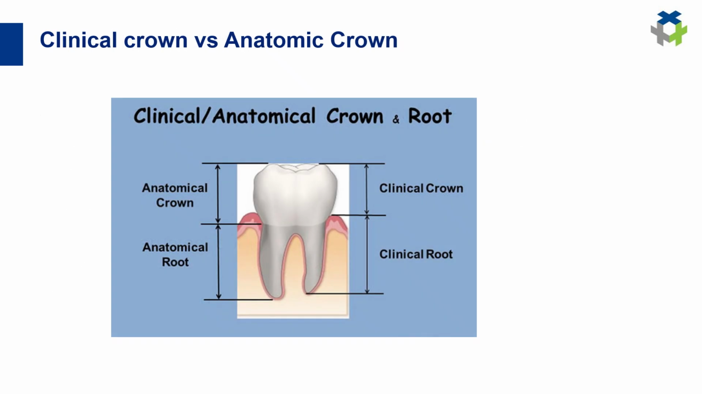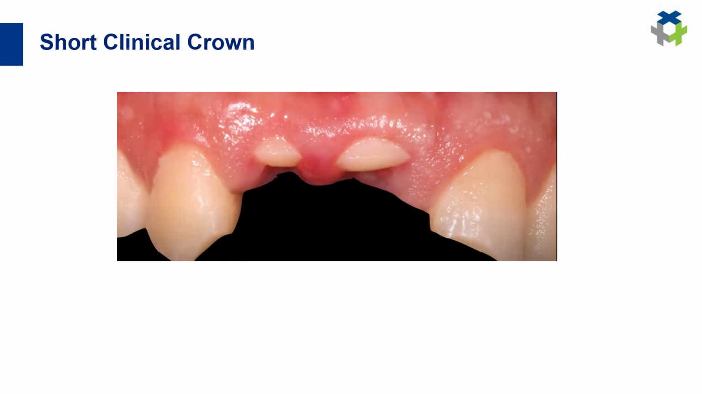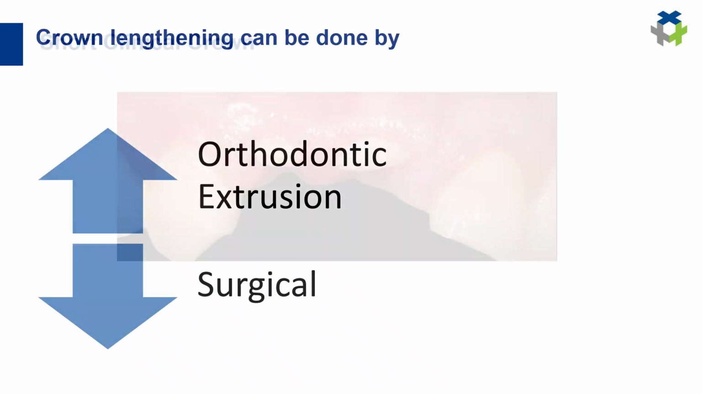Here we have to understand what is a clinical crown and an anatomical crown. The clinical crown refers to the crown which is seen above the gum line irrespective of the length of the root. So this is a short clinical crown. The management strategy for this can be crown lengthening. We can do an orthodontic extrusion or a surgical extrusion or a combination of both.